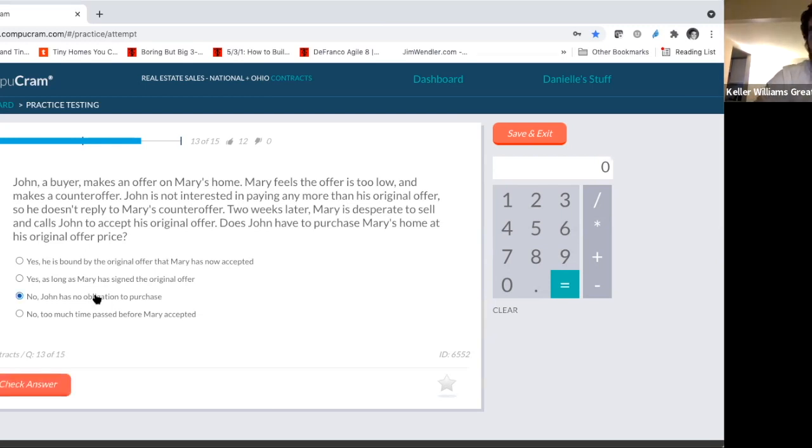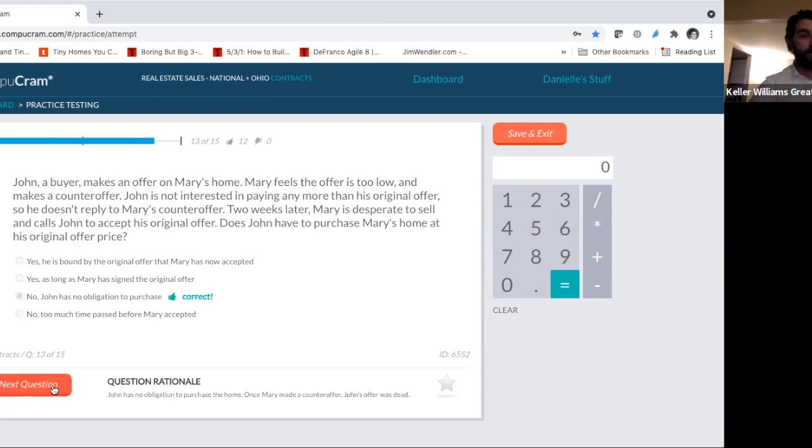Right, the answer is C, because a counteroffer is two things. It is a rejection of the first offer and the submission of a new offer. So when that rejection happens, the original offer is terminated. Game over, can't go back to it.